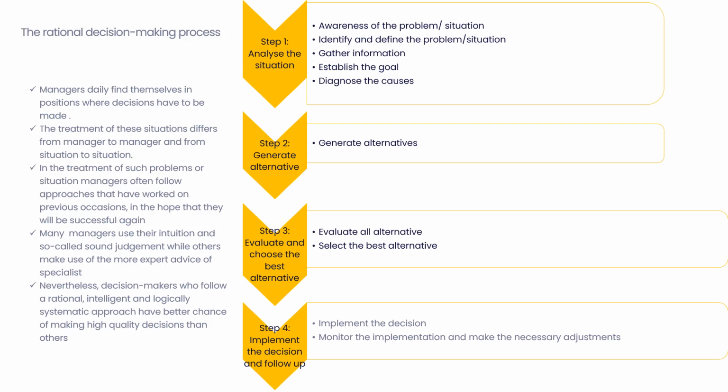Step four, implement the decision and follow up. Yes, once you start implementing, you're taking action. Now you have to monitor the implementation of your decision so that you see what you are going to get as a result. Remember, sometimes during monitoring, control is intervening where you see you have a variance or deviations. Then you have to do some necessary adjustment to avoid blunders or negative outcomes.